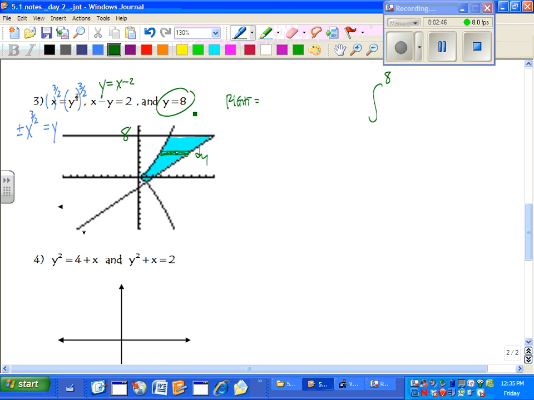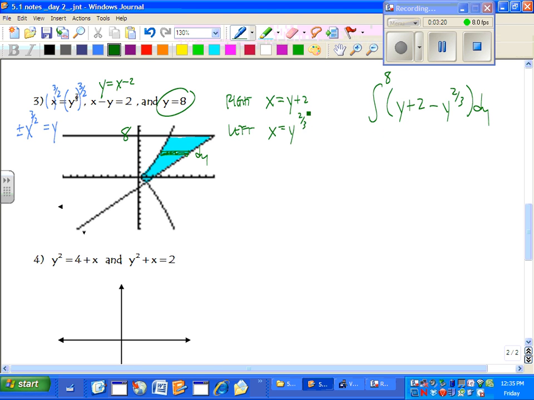But remember, we need this solved for x, so that it's in terms of y. So x equals, we solve this for x, we get y plus 2. So that's our right function, the line. Then our left function is already solved for x. x equals y to the 2/3. So we're going to have the integral of y plus 2 minus y to the 2/3 dy. Only thing we're missing here is our lower bound.